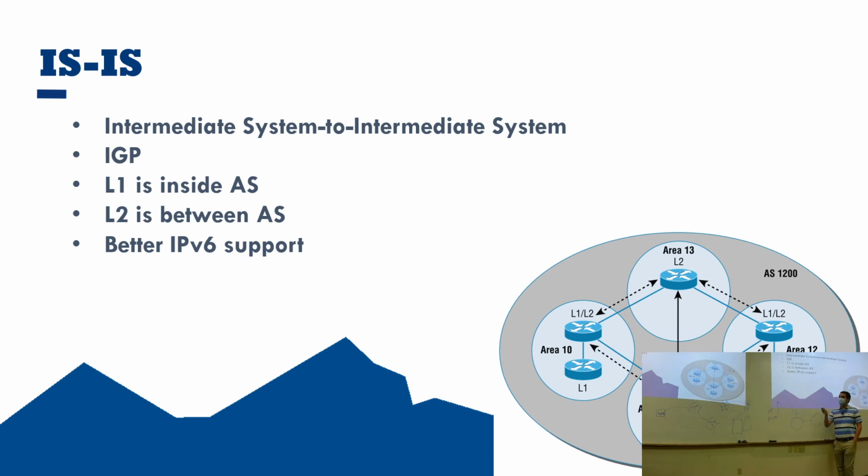Intermediate System to Intermediate System. So instead of having a bunch of border routers, we have level 1 and level 2. Level 1 is for communicating within the autonomous system. Level 2 goes between different autonomous systems. So each of these areas has a level 1 and a level 2 router.